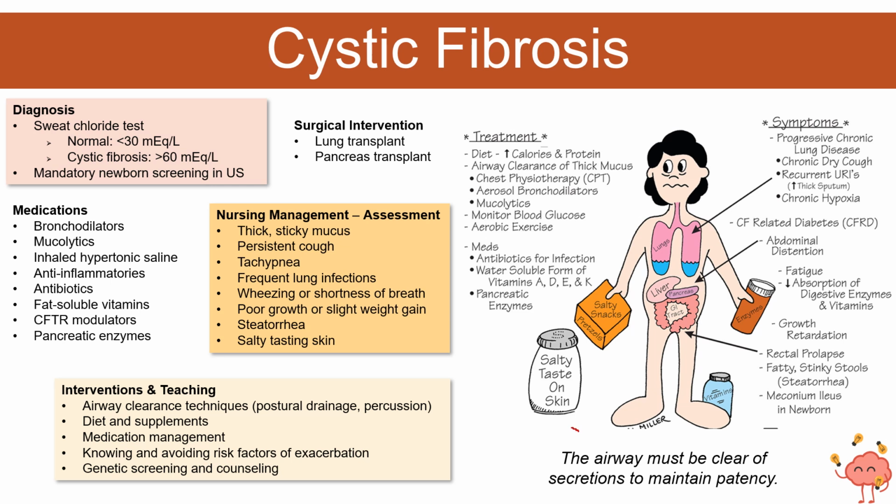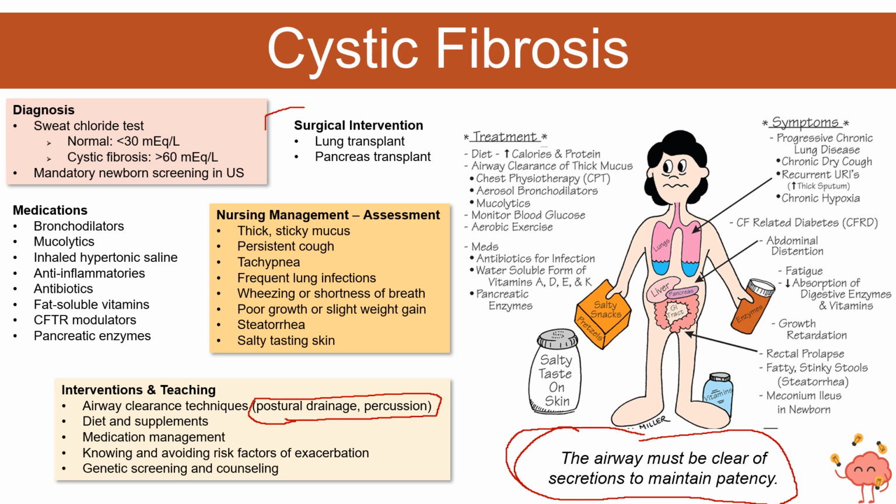And then here, because the airway must be clear of secretions to maintain patency, and this is part of our ABCs, chest percussion therapy, where we do percussion and postural drainage, needs to be done on a daily basis for these patients because the mucus is continuously being produced, so that needs to be done every day. Okay, surgical intervention. These patients may need a lung transplant or a pancreas transplant.